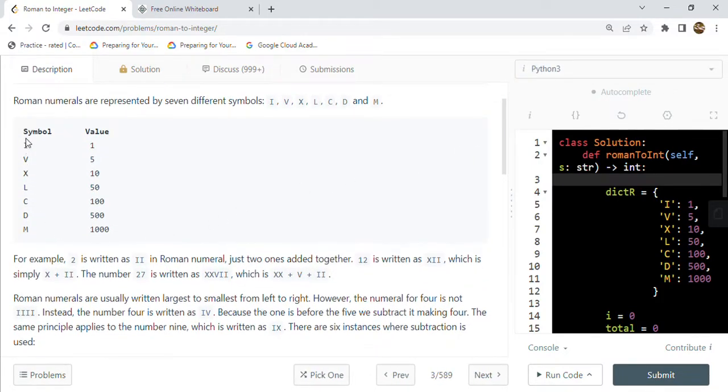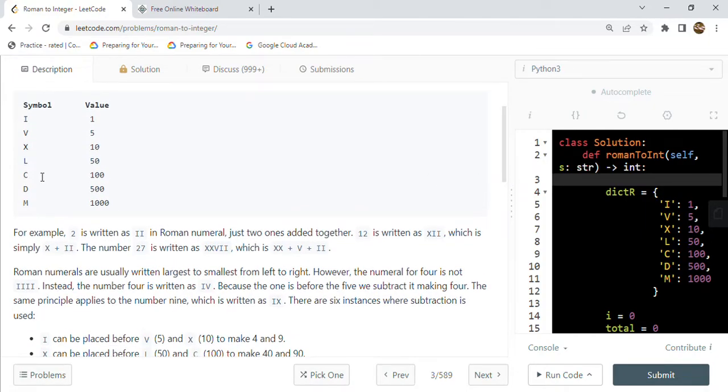First, they have given the representation that Roman numbers are represented by 7 symbols. These are the symbols in which Roman numbers are represented. Okay, they have also given the corresponding values for those symbols. For example, 2 is written as II. Okay, this is how 2 is written. Just two ones added together.